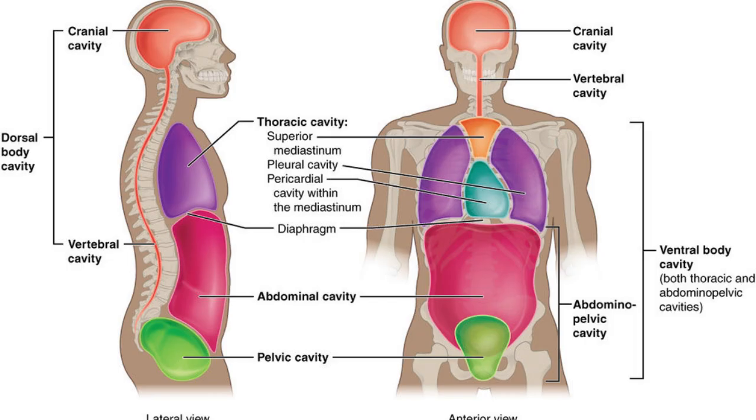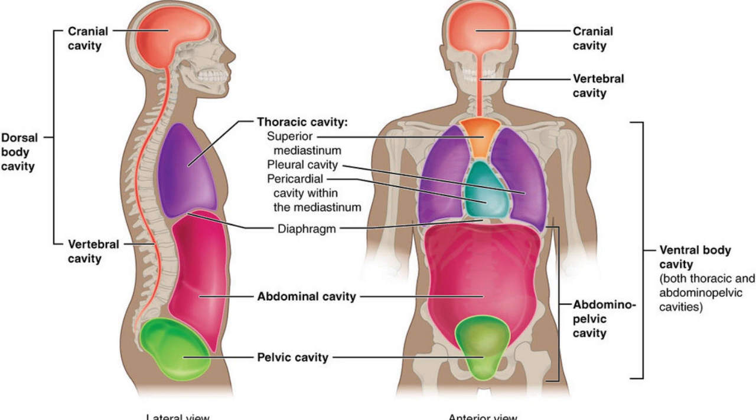Body cavities. We have two types of body cavity: dorsal cavity and ventral cavity. First, the dorsal cavity protects the nervous system and is divided into two subdivisions. Cranial cavity is within the skull and encases the brain. Vertebral cavity runs within the vertebral column and encases the spinal cord too.